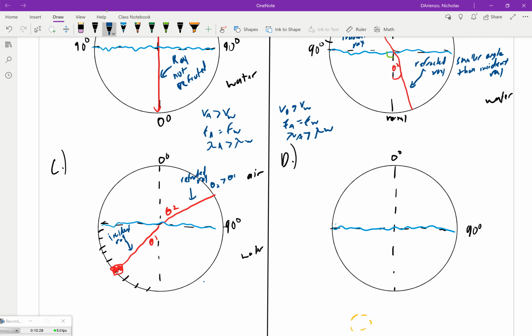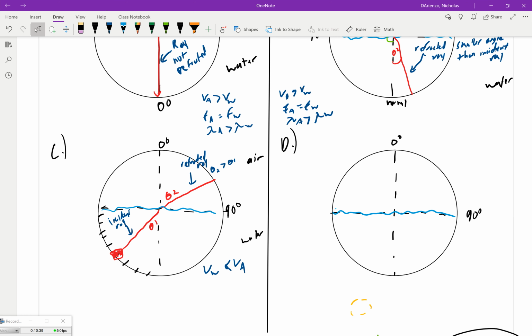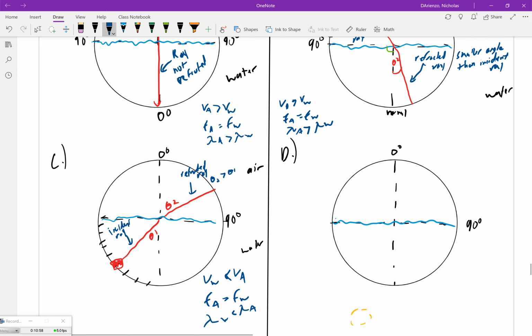So in this scenario, the velocity in water is less than the velocity in air. This is the velocity of our light ray. The frequency in air is equal to the frequency in water. And therefore, the wavelength in water is less than the wavelength in air. And this would be true for any rays moving from a more dense medium to a less dense medium.